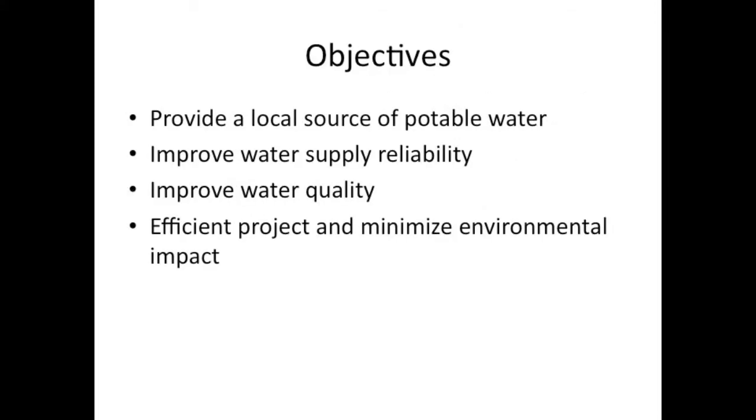The specific objectives related to the desalination plant and associated facilities, and the land use applications through which they are processed, include the following: to provide a local source of potable water to supplement imported water supplies available to the community of Montecito, to improve water supply reliability for the community of Montecito, to improve water quality for the community of Montecito and surrounding communities, and to locate and design a desalination plant in a manner that maximizes efficiency for construction and operation and minimizes environmental effects.